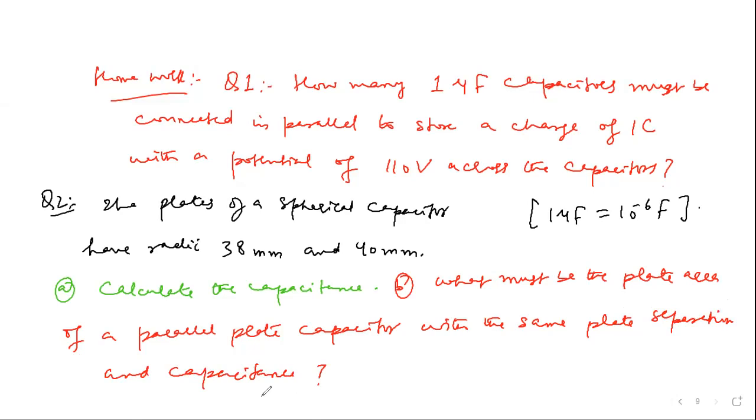I repeat the question. The plates of a spherical capacitor have radius 38 millimeter and 40 millimeter. Part A, calculate the capacitance. Part B, what must be the plate area of a parallel plate capacitor with the same plate separation and capacitance. Remember, I'm just refreshing your memory. 1 millimeter is 10 raised to minus 3 meter, right? Let's move to next question. Question 3.